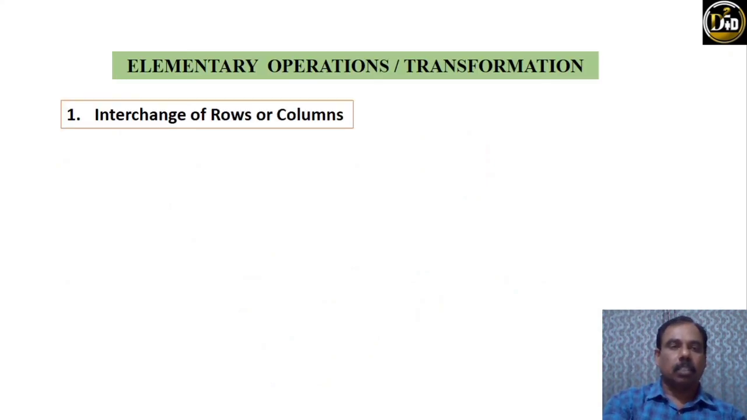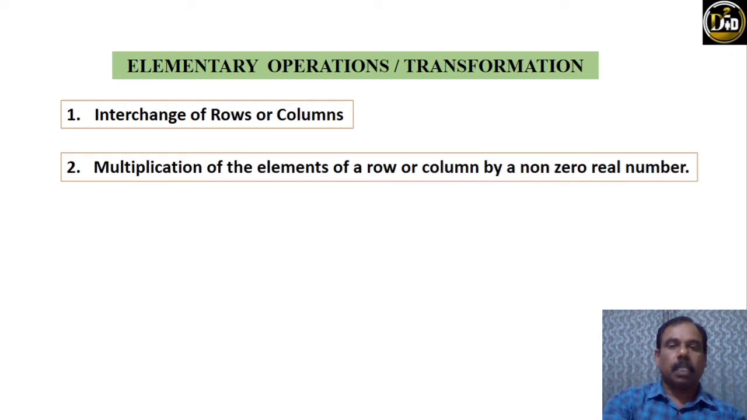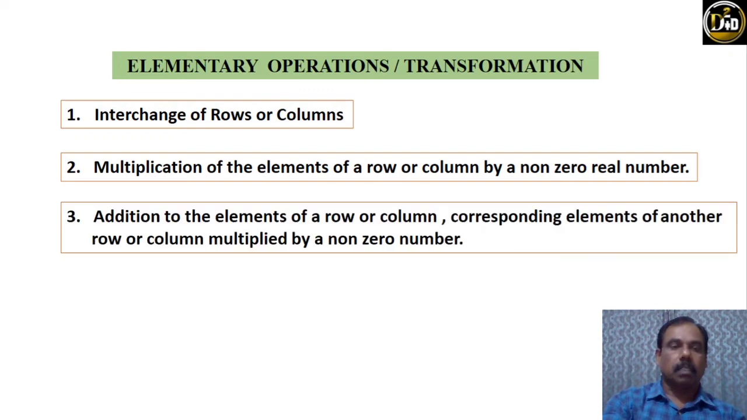Let us summarize these properties once again. The first one, interchange of rows or columns. Second, multiplication of the elements of a row or column by a non-zero real number. Third one, addition to the elements of a row or column corresponding elements of another row or column multiplied by a non-zero number. These properties can be used to find the inverse of a matrix.